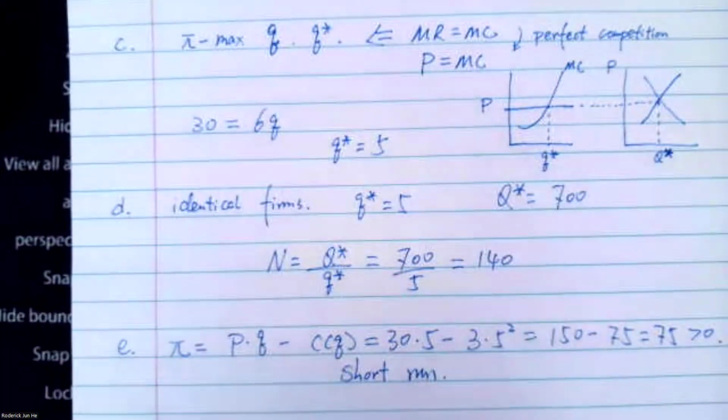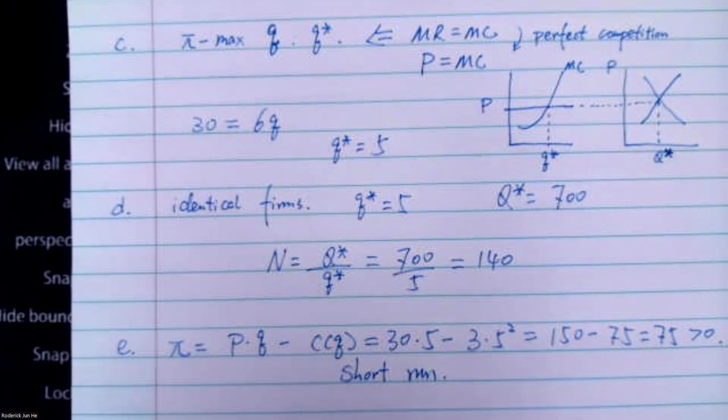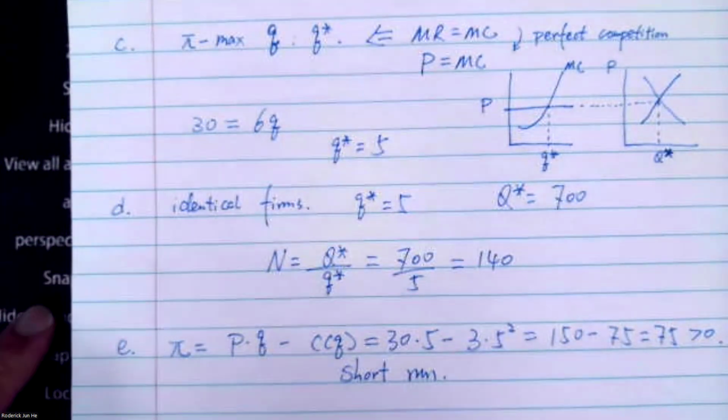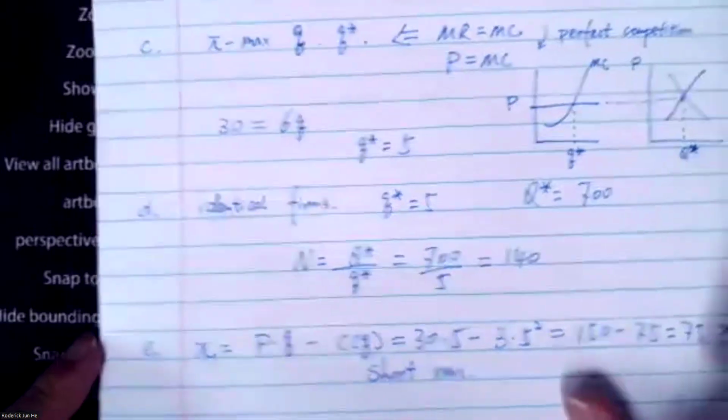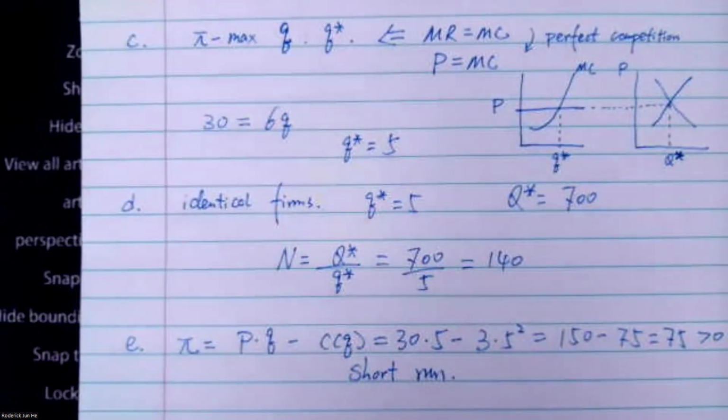Because in the long run, there should be zero economic profit. But the short run is like a snapshot. It can be anything. It can be making a loss, it can be making a profit, it can break even coincidentally. But in the long run, it should stabilize at breaking even for each firm. I hope this explains. Thank you very much.